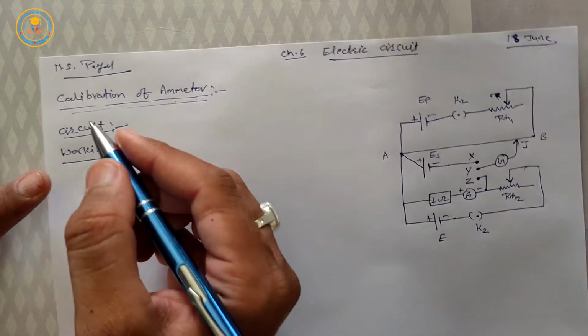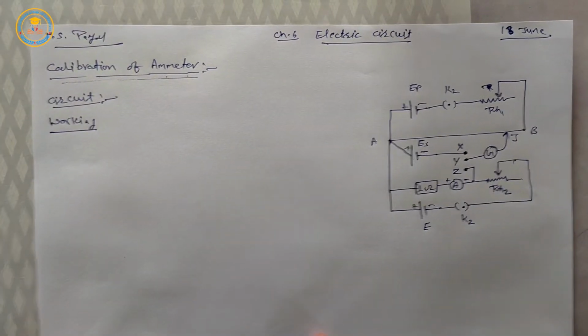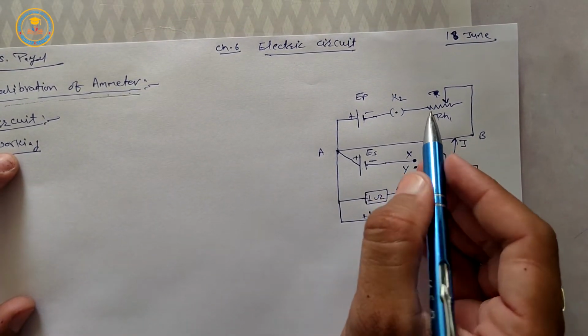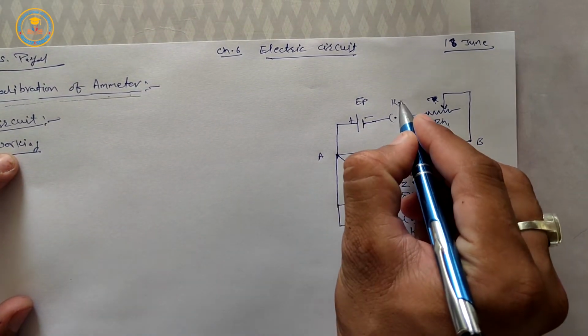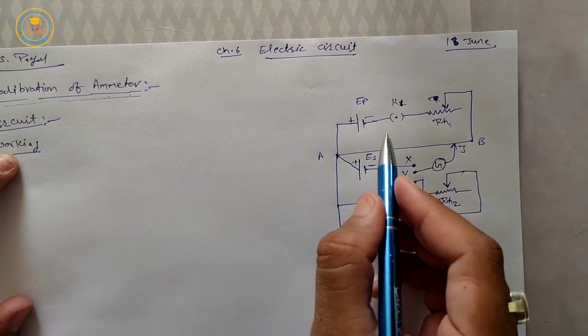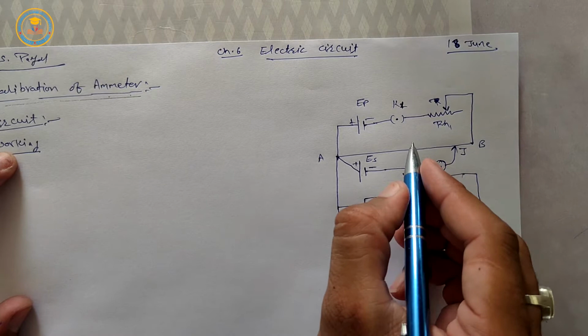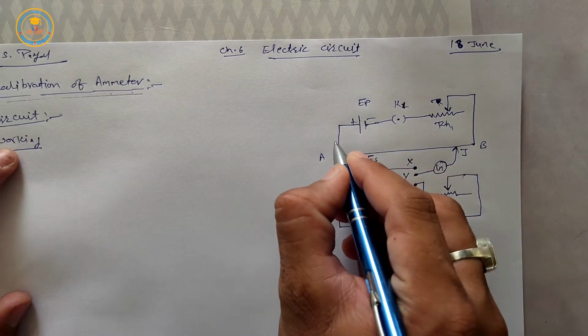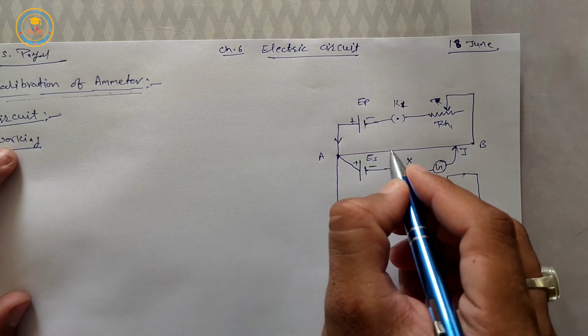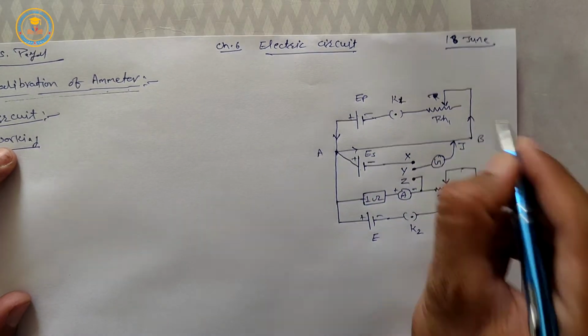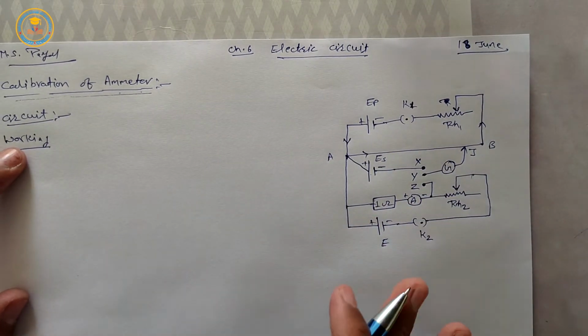Okay, now what is the working of this application? Firstly, in the primary circuit, this key K1 is closed. Due to this, a current is flowing through this primary circuit. This is the current flowing through this primary circuit.